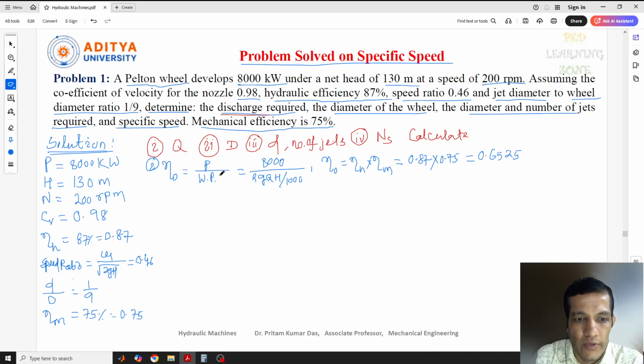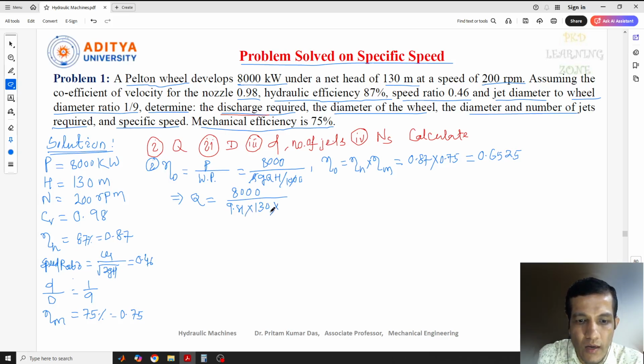Now if I put the value here, I can easily find out the value of Q. So here I can write the value of Q equal to this value, I'll take Q to this side. That means it will come down. Now the 1000, the density value, we can cancel here. Remaining terms, I'll keep it here. That means 8000 divided by the g value, nothing but 9.81, and H is how much?